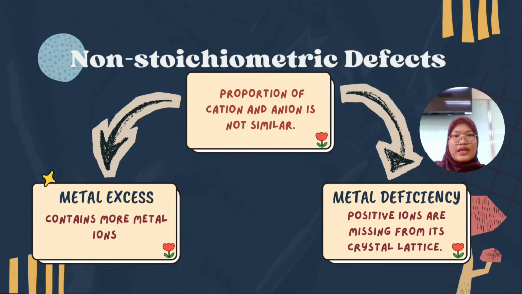Even though ions are missing, the crystal still maintains electrical neutrality by changing the oxidation state of some of the remaining metal ions. So, a simple way to remember it: metal excess equals too many metal ions, and metal deficiency equals not enough metal ions. Let's look at those two in detail.